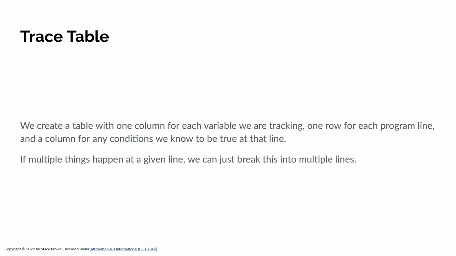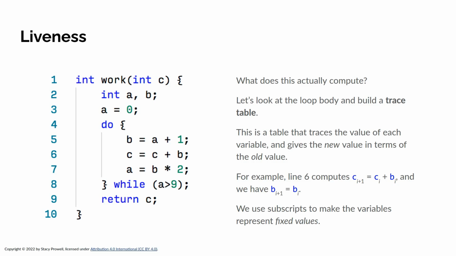We're going to have a column for any conditions we know to be true at a particular point in the program if we think they might be relevant. And if multiple things happen on a given line, we'll just break it up into multiple lines. Before we try to apply it to assembly, let's apply it to this program right here.